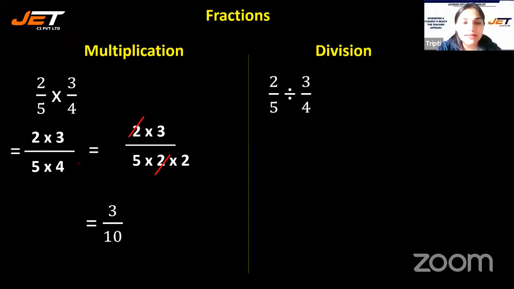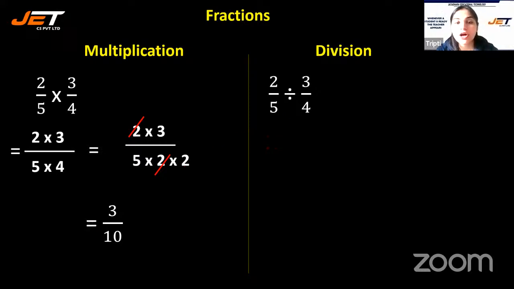Either you can do like this, or you can simply do 2 times 3 is 6, 5 times 4 is 20. But then you have to simplify it. It will be again the same thing, 2 times 3, and here it will be 4 times 5, but 4 will again be split into 2 times 2. So this is the way.